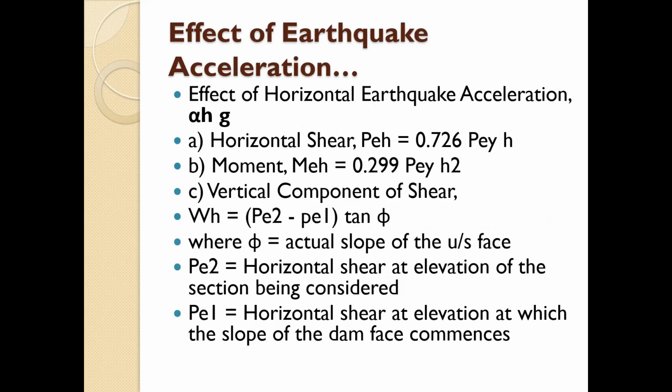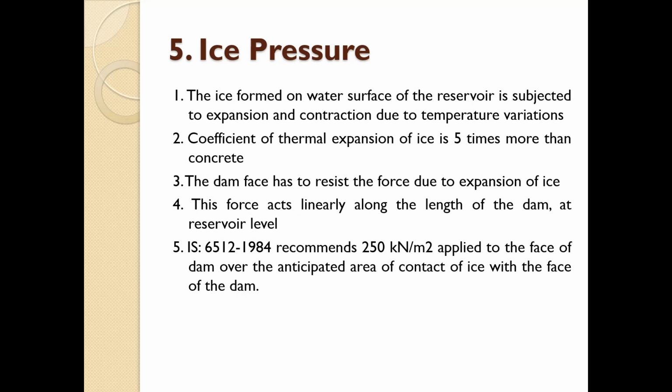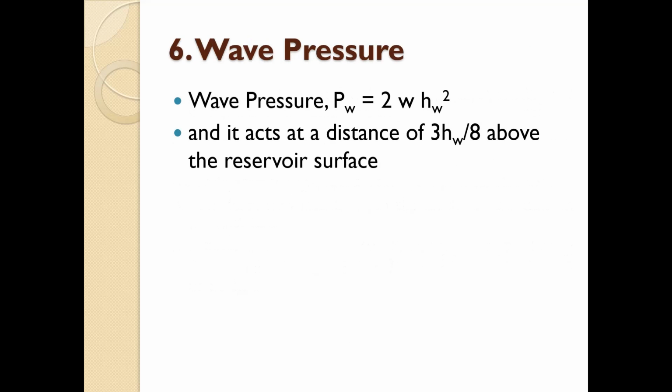Along which we have seen up to ice pressure. So moving towards wave pressure. Basically, what is the wave pressure? It is the pressure which is exerted by the waves on the dam. So what is the formula for this wave pressure? That is Pw equals 2 into W into Hw square, and it acts at a distance of 3 Hw divided by 8 above the reservoir surface. Above the reservoir surface, remember. This is the height of the wave, that is Hw.